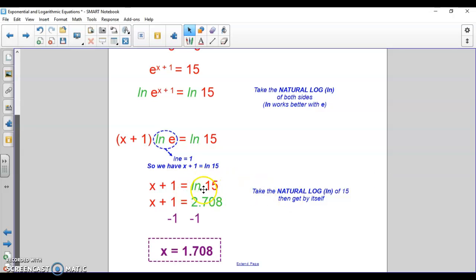Whatever the natural log of 15 is, 2.708. I subtract 1 from it. I get x equals 1.708. So we got that. Hopefully we're okay there with exponentials.